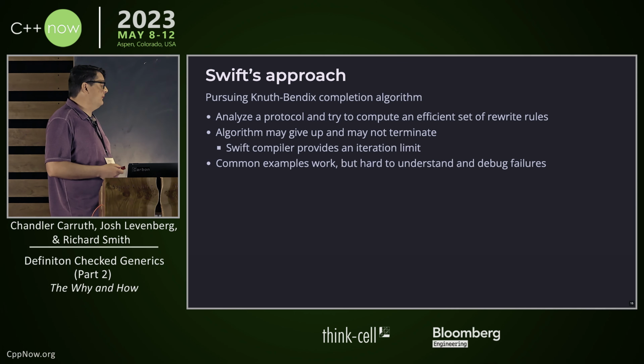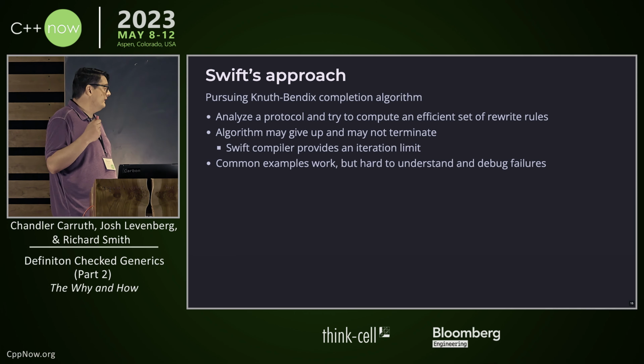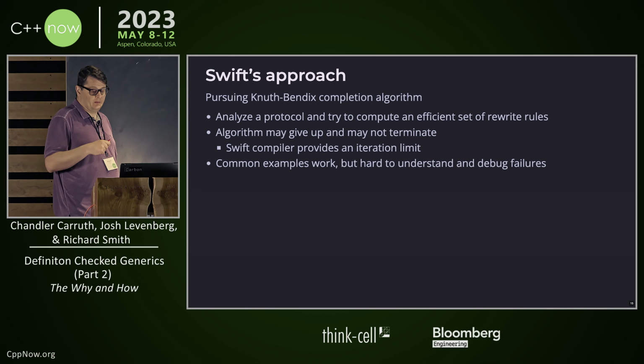And lots of common examples work. Swift, I don't think, has had huge problems with this rejecting things that they want to accept. But it is hard to characterize what's going to work, what's not going to work. And it's also hard to give an error which says what's wrong and actually how to fix it when things go wrong.